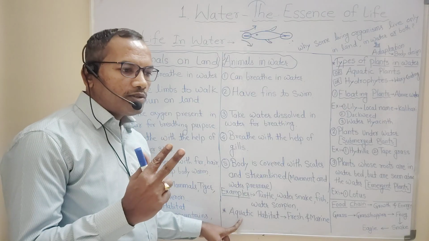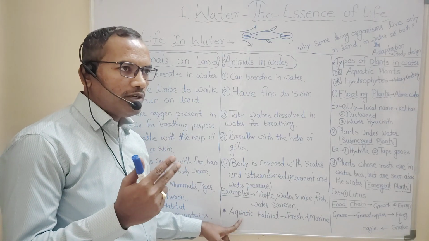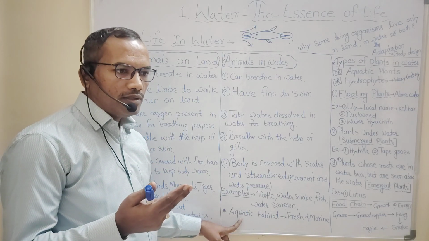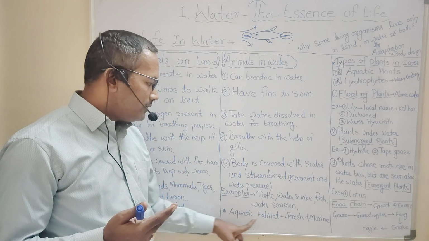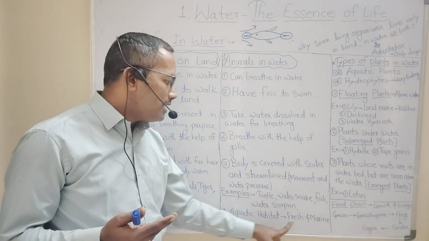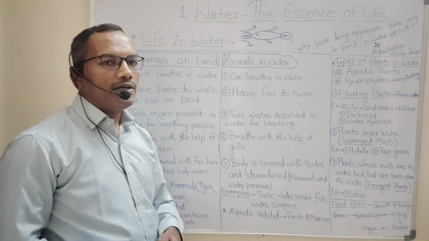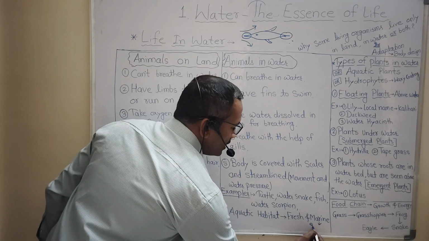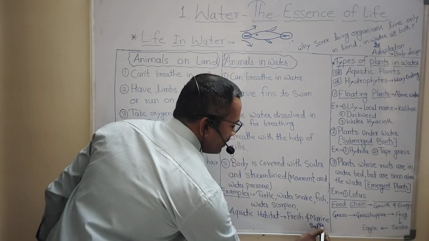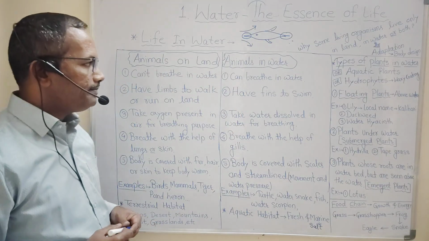There are two kinds of habitat. Natural places of water are called habitat, and they are of two types, that is freshwater habitat and marine water habitat. Marine water habitat is what? Salty water, salt water habitat, sea water habitat.